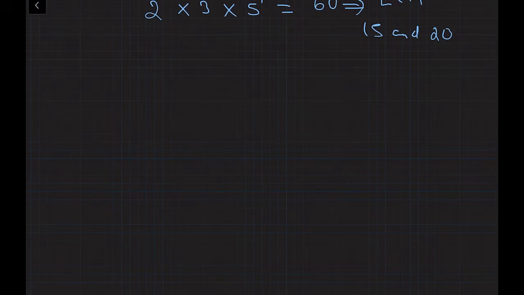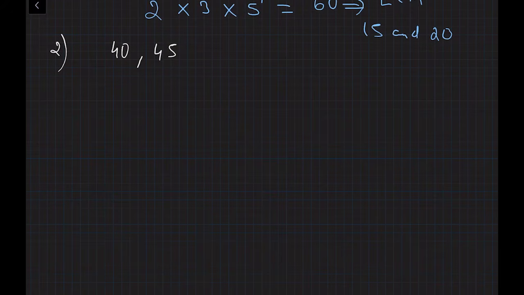Now we will take one more example and find the LCM using prime factorization method. Let me take three numbers now, 40, 45 and 26. Now let us find the LCM of these three numbers using prime factorization method.